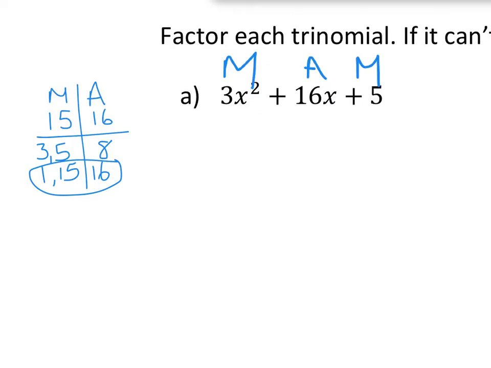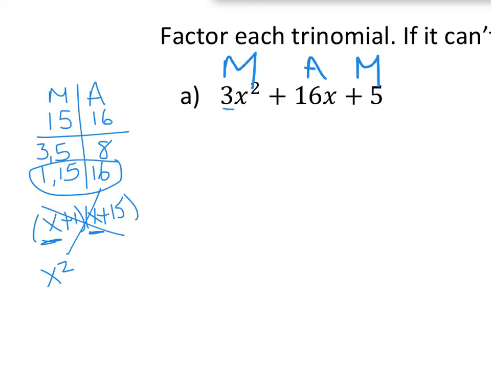Okay, so this is different from trinomials where the coefficient is 1 in that I do not just write x plus 1, x plus 15. That won't work, okay? And it won't work because if I were to FOIL this, x times x, I would only get x squared, and I have a 3x squared.